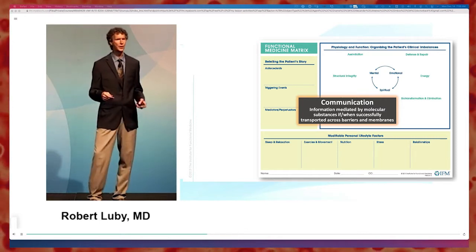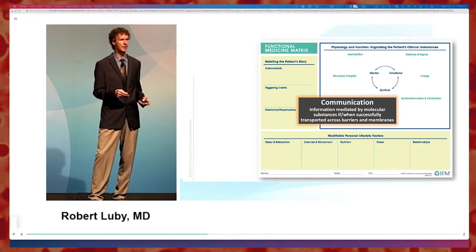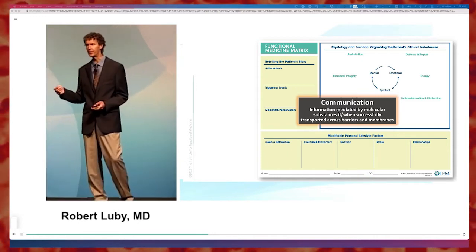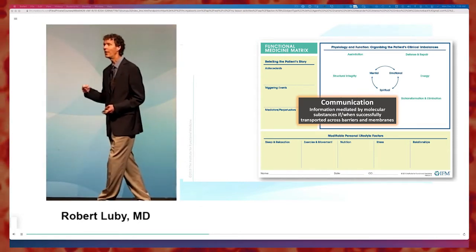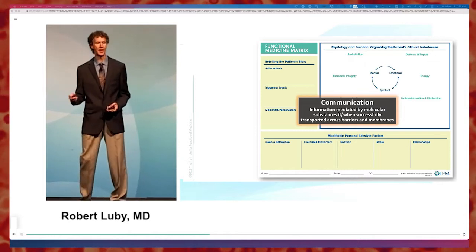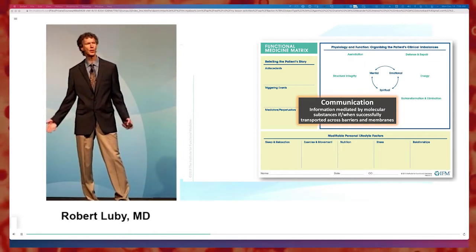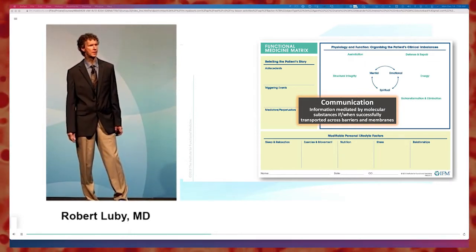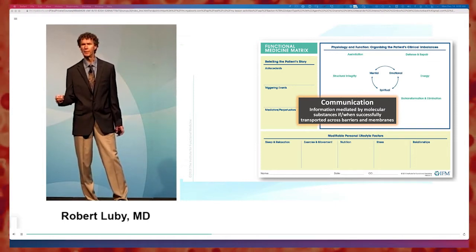The communication node is what gets moved. It's the hormones, it's the neurotransmitters, the information, when they're successfully moved across barriers and membranes. And then what's structural integrity all about? That's the health of the barriers and membranes.